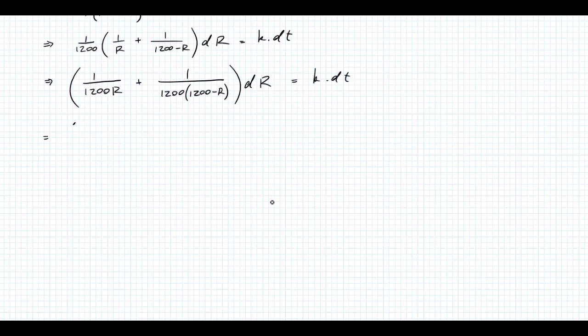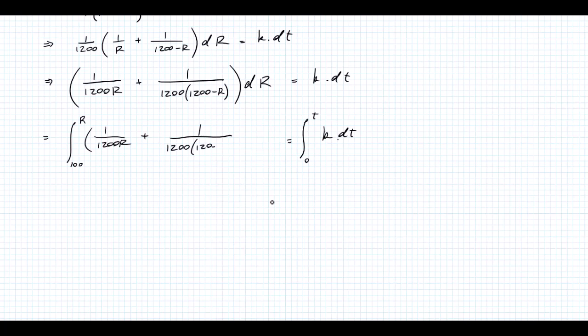So let's integrate the left hand side and the right hand side. So what we need to do is put in our limits as well. So we have all r's on the left hand side and t, time, on the right hand side. So initially 100 people had heard the rumour, and we're going to go up as far as r. On the right hand side, time starts at 0, and we're going to go up as far as t. So we're going to integrate k dt on the right hand side, on the left hand side this expression here: 1 over 1200 r plus 1 over 1200 times (1200 minus r) with respect to r.